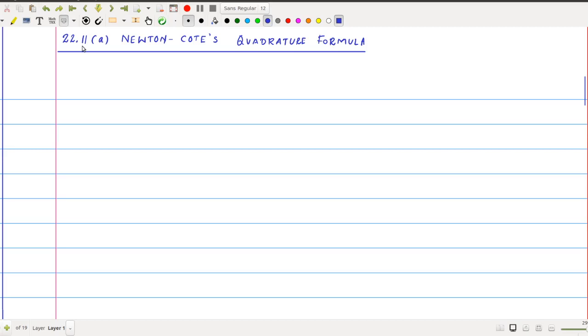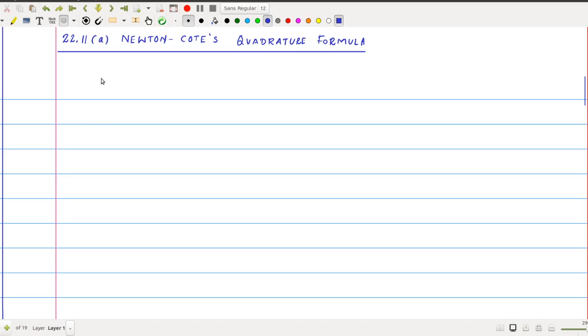In part A we will discuss the Newton quadrature formula. This is a general formula, so we can deduce the other three formulas from it. In fact, this is the Newton-Cotes general quadrature formula, and it is used to evaluate the integral of a function.